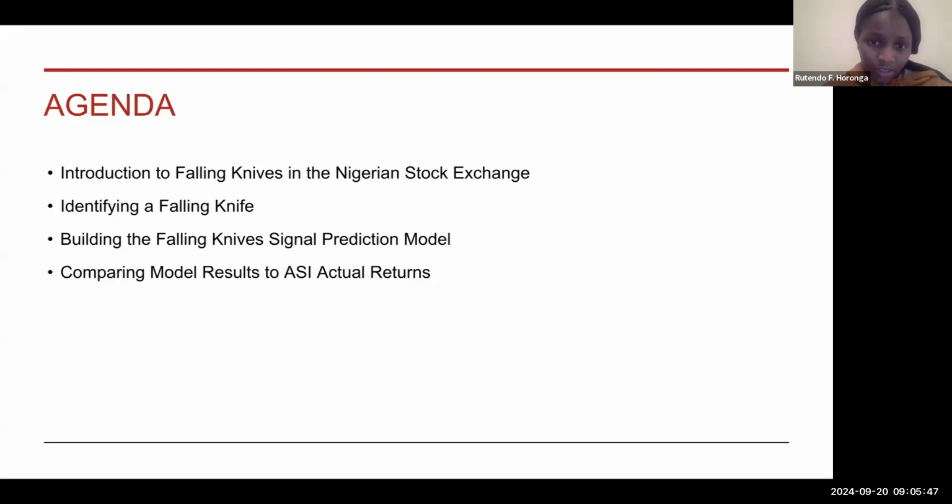So the agenda for the PowerPoint is just to make an introduction to the falling knives in the Nigerian stock market, identify the falling knife, build the falling knife signal prediction model, and lastly, we will compare the model results to the ASI actual returns. So you can go on the next slide.